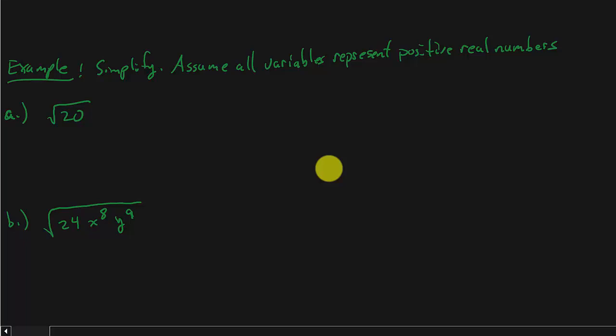So let's look at this square root of 20, and let's work it out. And I'm actually going to work this one out two ways. I'm going to work it out a long way where it shows step by step everything that's going on.